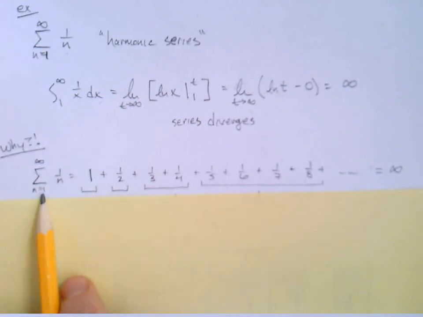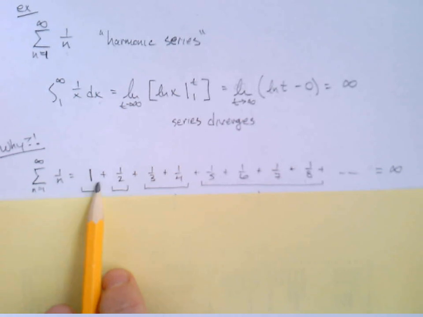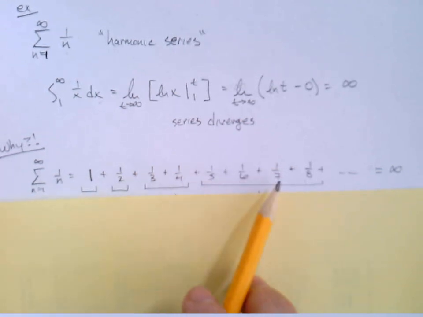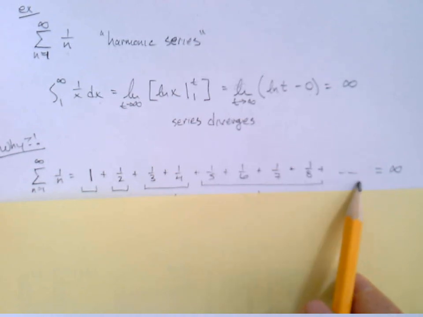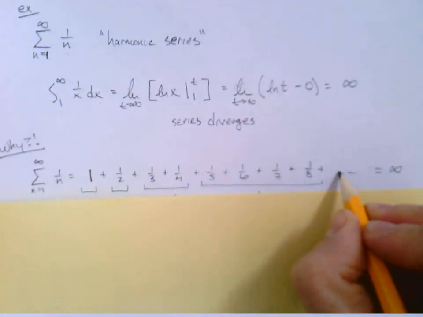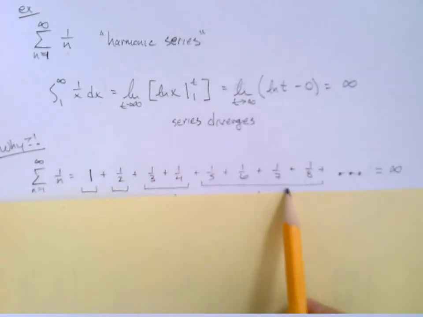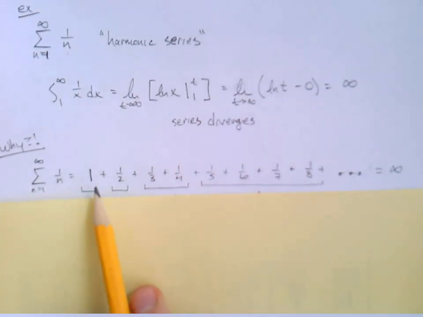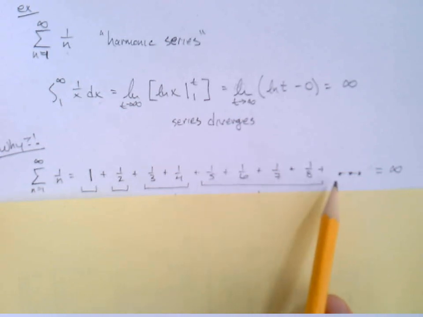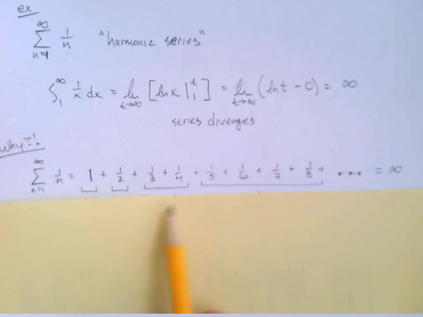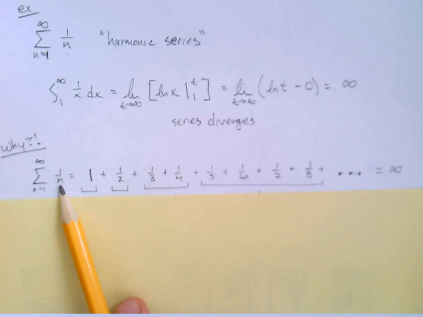Okay, so what's happening here? Starting at 1, there's the first term. I'm going to add the second term, third, fourth, fifth, sixth. I'm going to keep adding these fractions. And you're thinking, you're trying to tell me that if I add all of these fractions together and keep adding, it's going to add up to infinity. Well, they're getting smaller, right? If I took the limit of the nth term, that would go to 0.